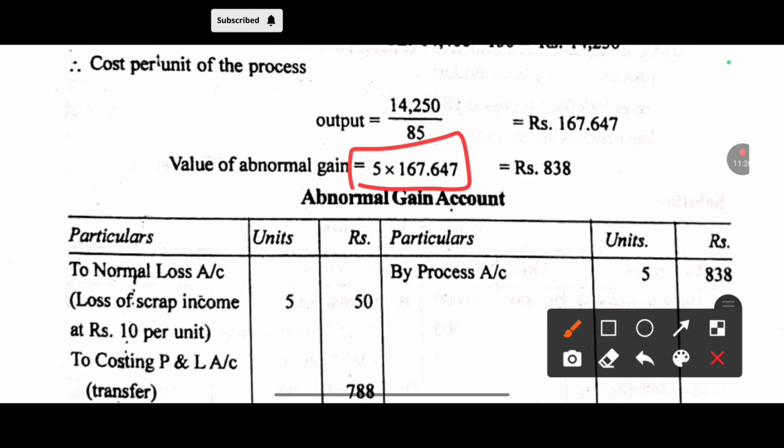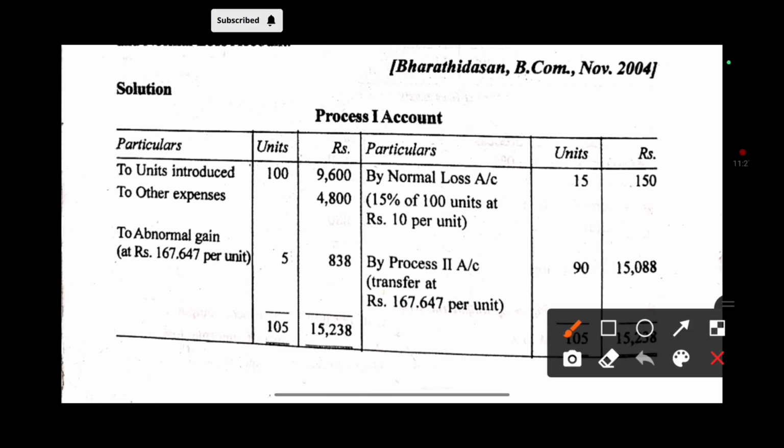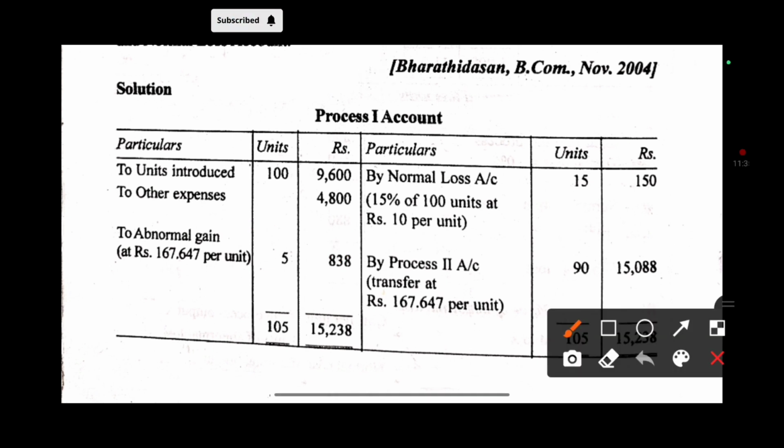You will get the abnormal gain value is 838 rupees. So it is to be entered on process 1 account. Abnormal gain value is 838 rupees. Similarly, you are going to find out the value of actual output.